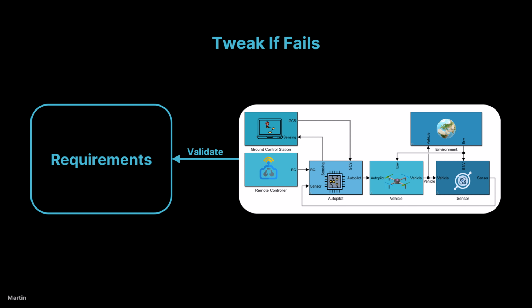To address this, we have two options. First, adjust the requirement to reduce the minimum hover time, or modify the drone's configurations, such as increasing battery capacity or improving propulsion efficiency. With models and simulations, we can explore and evaluate these design iterations efficiently, enabling early validation and informed decision-making.